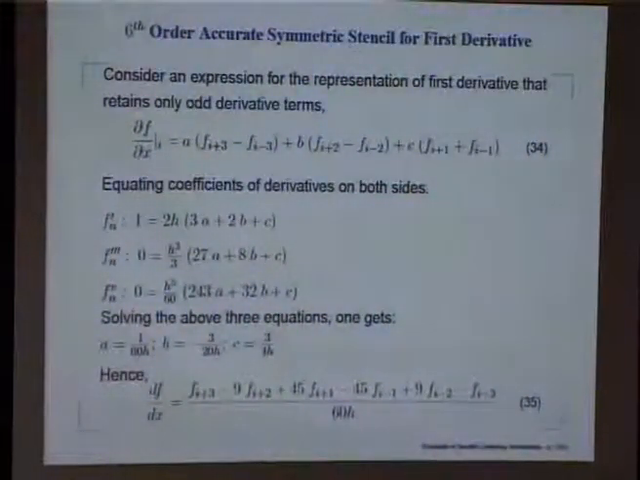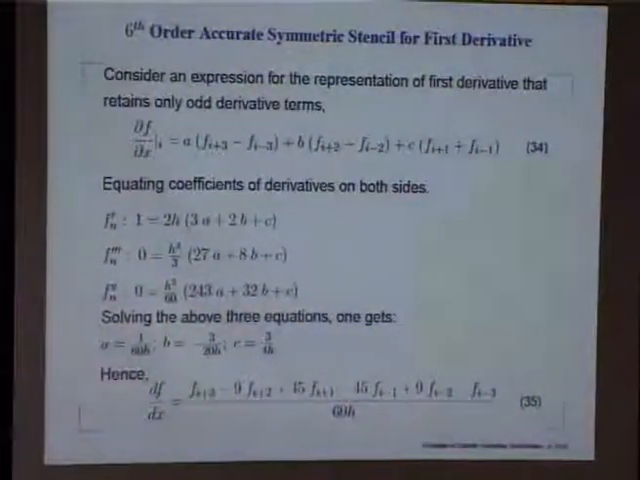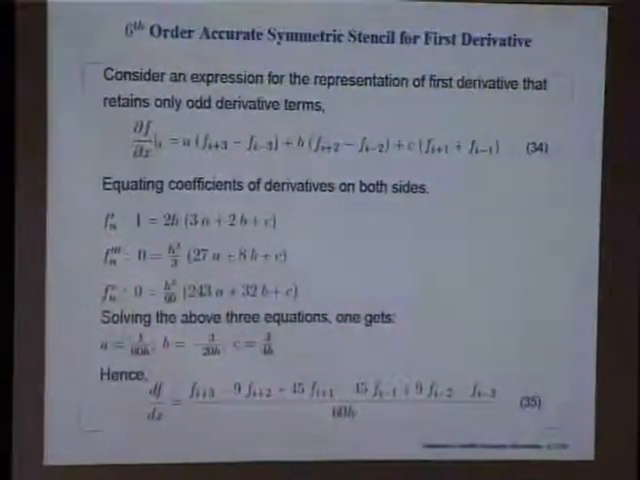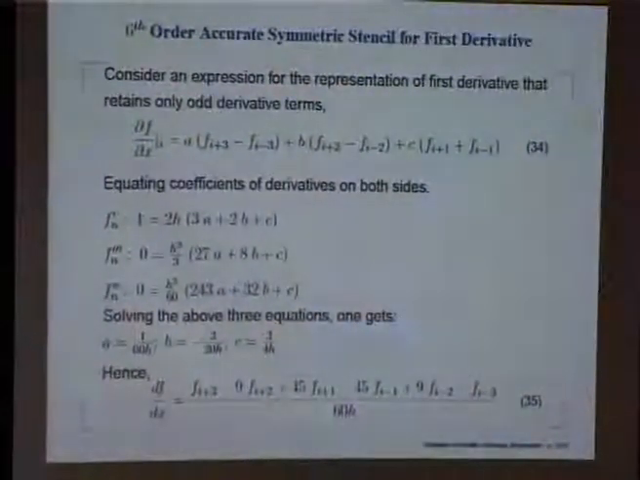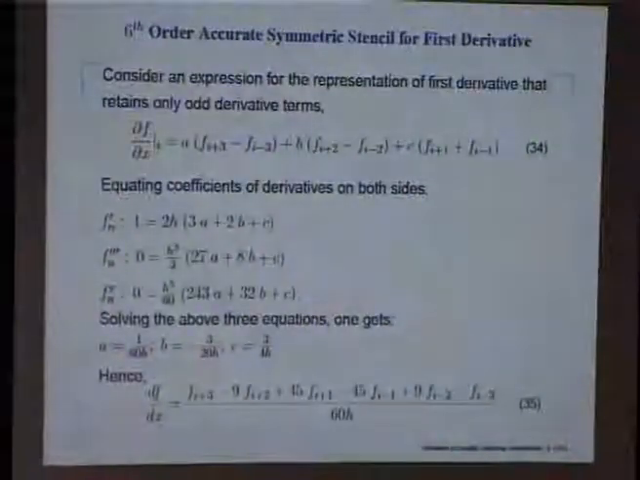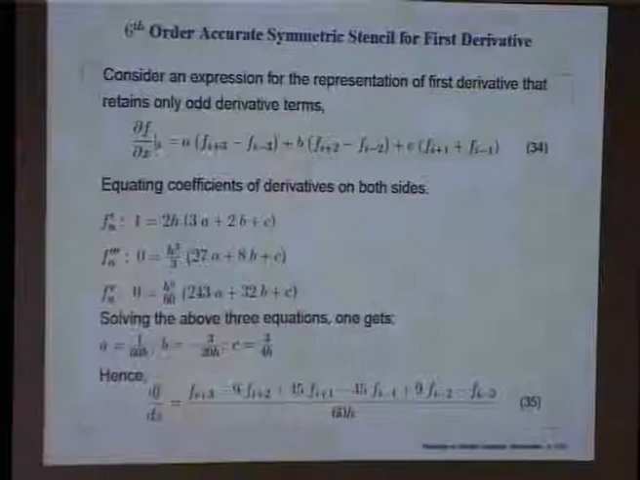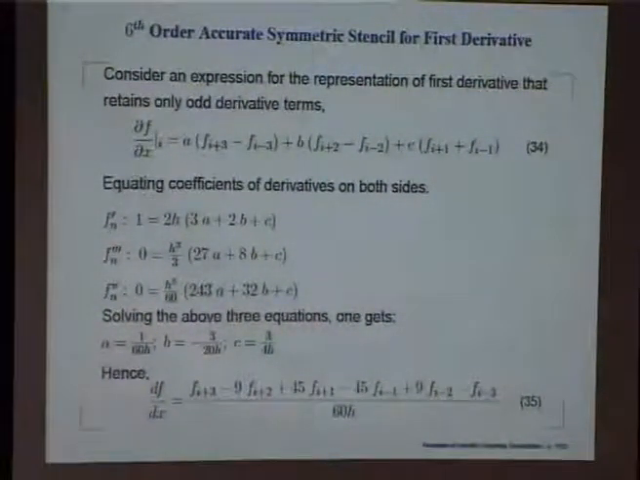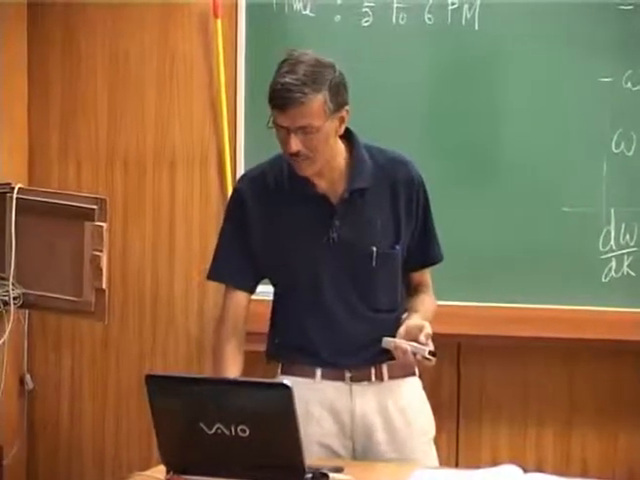What I did on the right hand side, I just simply wrote a Taylor series. So, we are writing the Taylor series about the ith node, right, because the left hand side, the first derivative, is at the ith node, right. So, once you do that, you are basically equating the coefficients on either side, and once you have 3 equations, 3 unknowns, you solve them and this is what you get. So, this is a 6th order accurate stencil for first derivative.